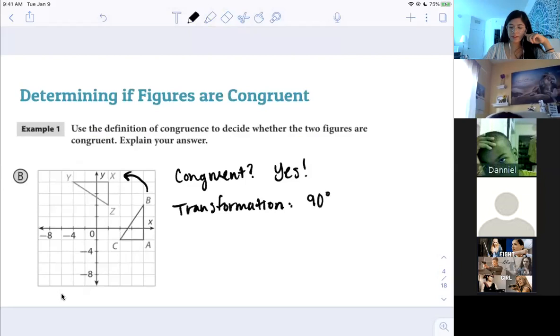90 degree, counterclockwise. Miss, you know what this reminds me of? Like you know those talent shows where you need the song? That's what that reminded me of.